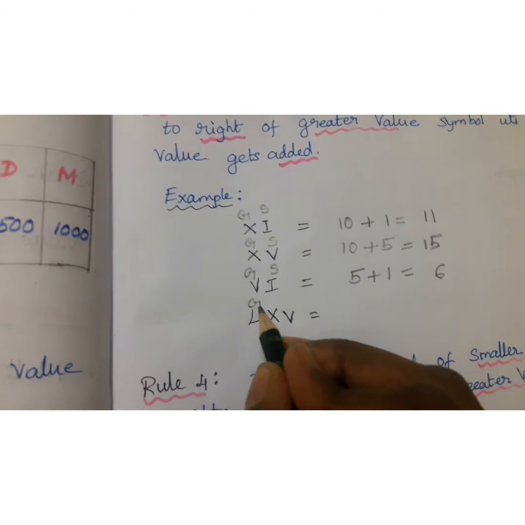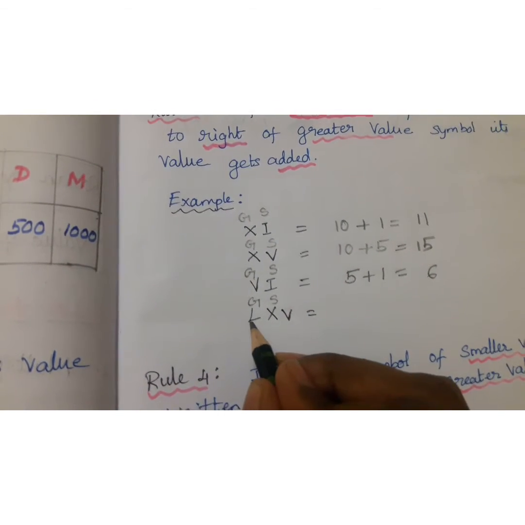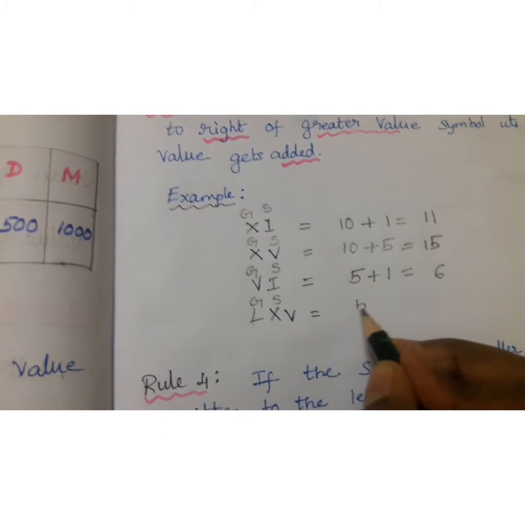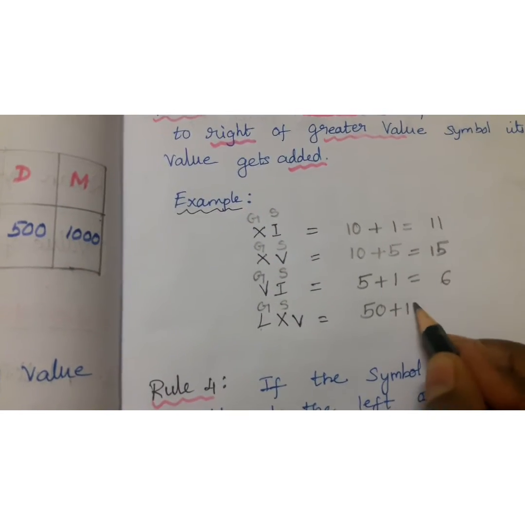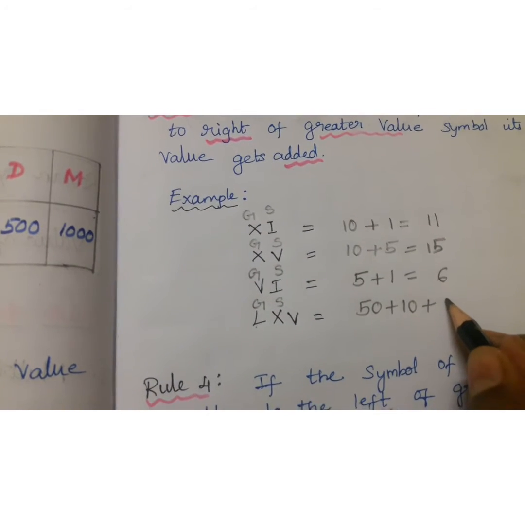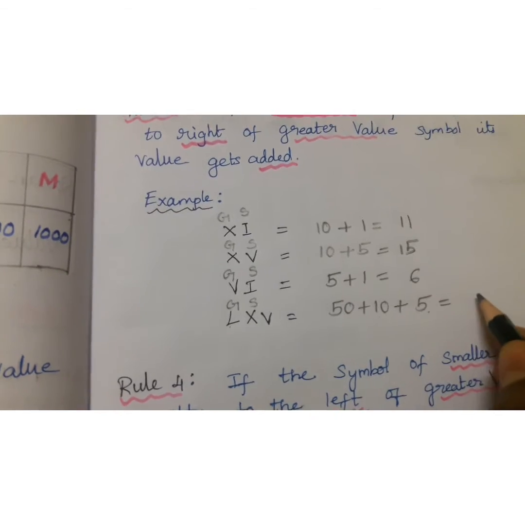In LXV, L is the greater value and XV are the smaller values. So, the value of L is 50 plus X value is 10 plus V value is 5. 50 plus 10, 60. 60 plus 5, 65.